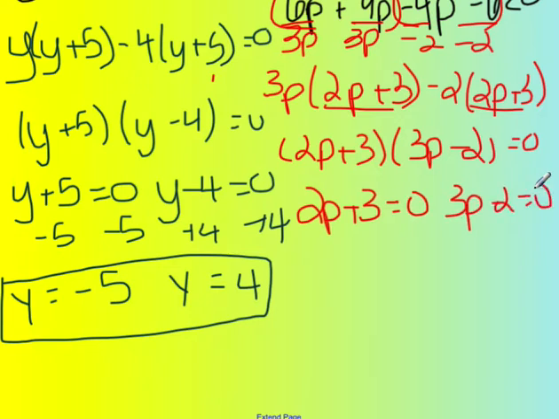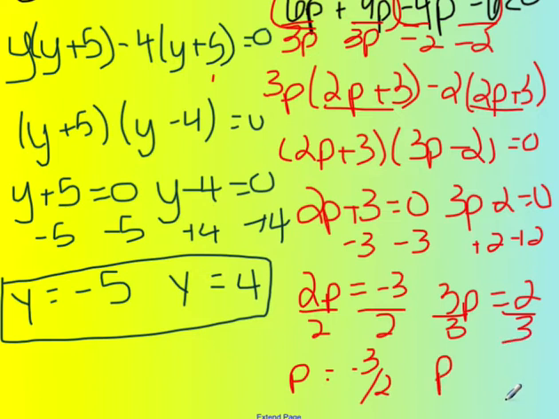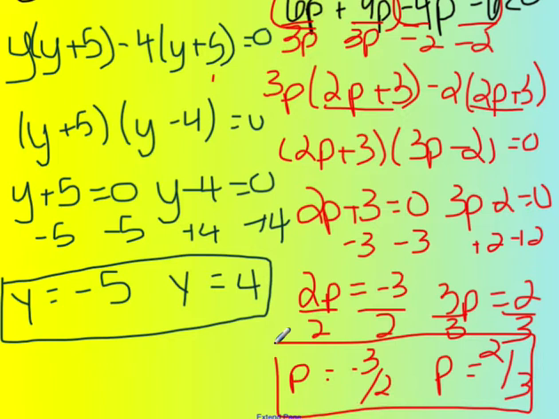So then I'm going to subtract 3 from both sides. So I get 2P is equal to negative 3. Divide both sides by 2. And I get that P is equal to a negative 3 halves. Here I can add 2 to both sides. And then I get 3P is equal to 2. Divide both sides by 3. And then I get that P is equal to 2/3. So my answers are P is equal to negative 3 halves and P is equal to 2/3.